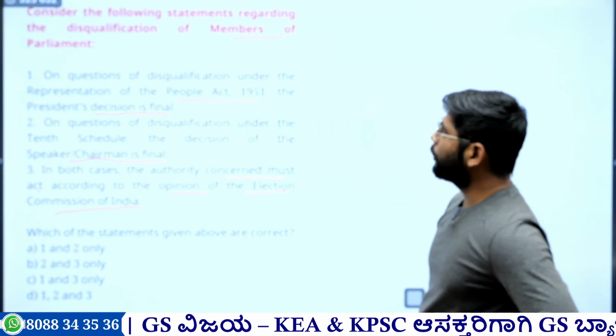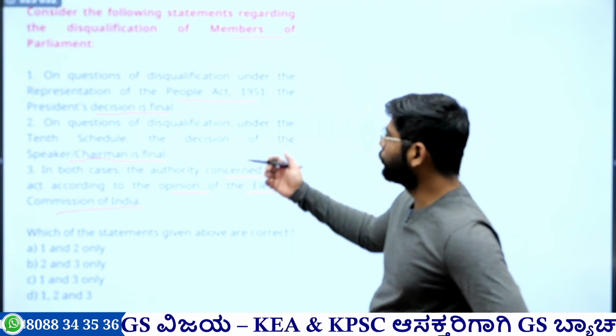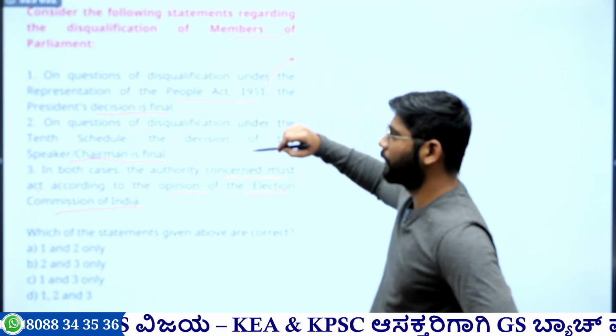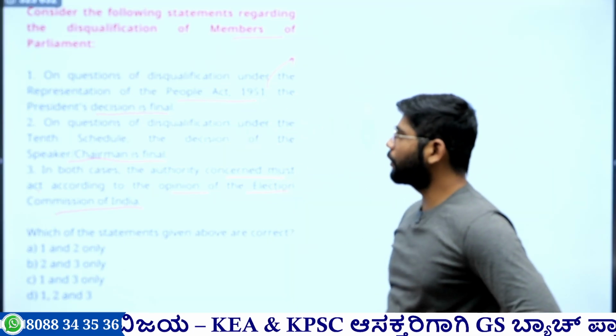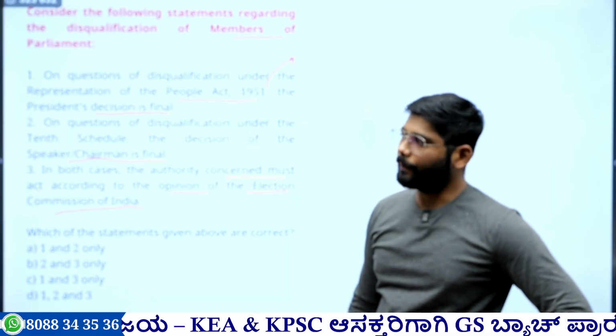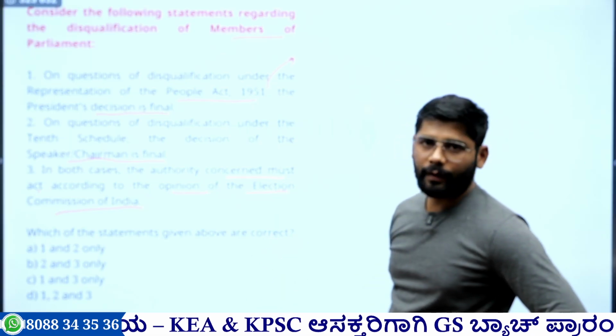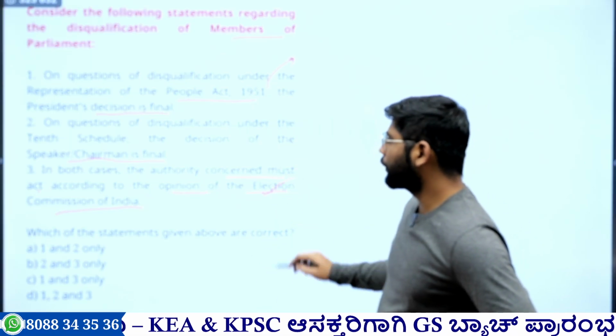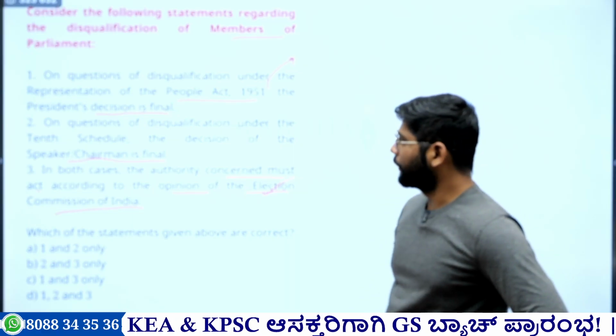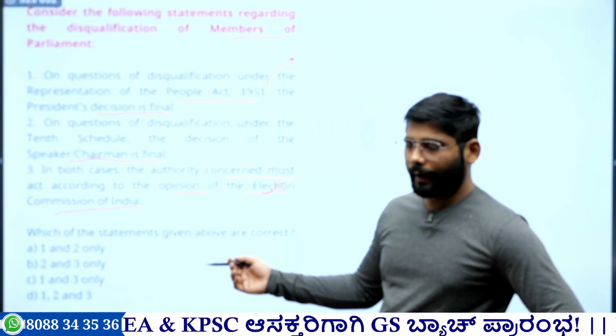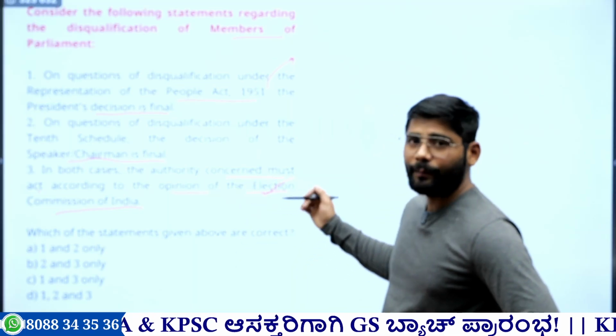Now, when it comes to disqualification of a member of parliament, there are two acts that deal with it. First is the Representation of People's Act. Under the Representation of People's Act, the president's decision is final, but the president needs to take the opinion of the Election Commission. There is another act, the 10th Schedule or Anti-Defection Act.